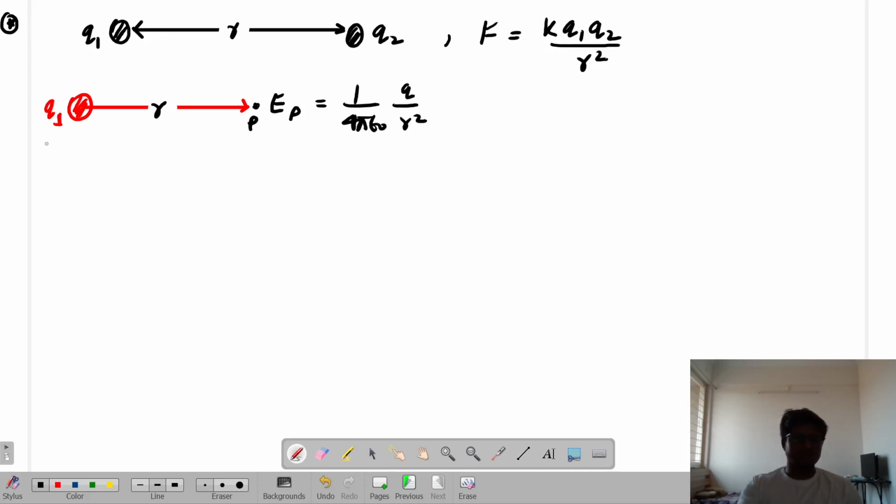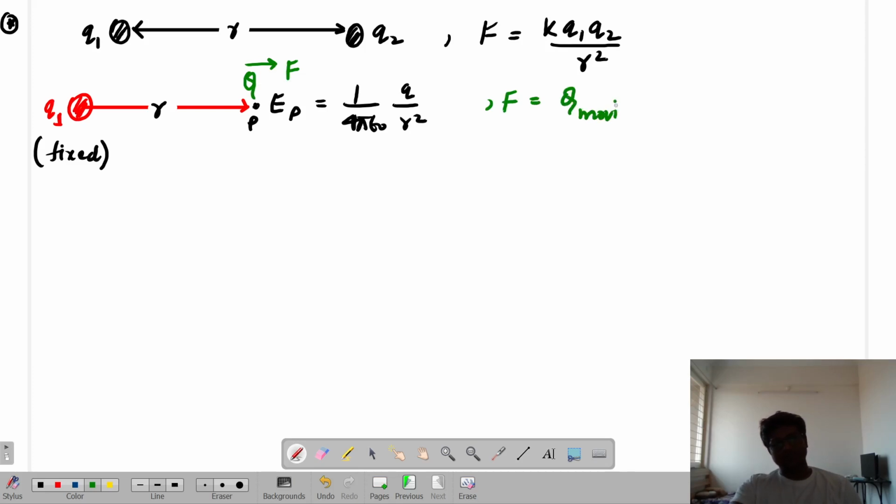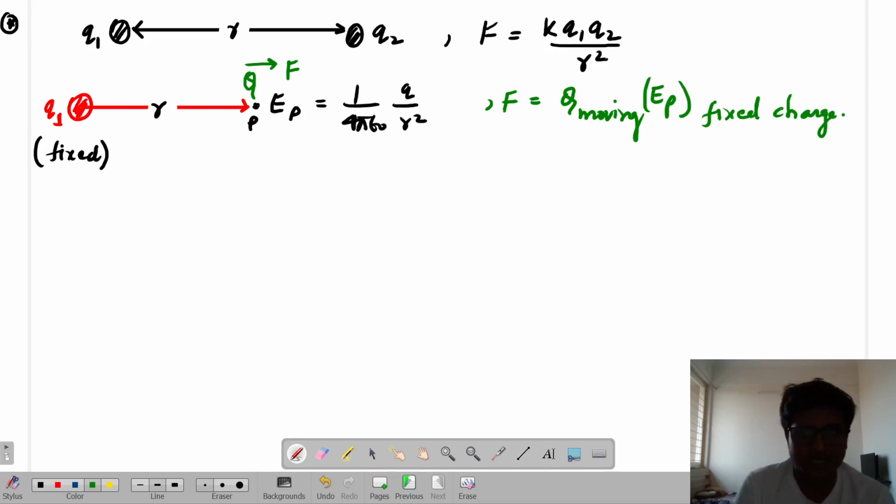And if this charge is fixed, remember this charge is fixed, and if another charge suddenly appears, then this other charge experiences some force, and that force is equal to the charge which is moving times the electric field at P for the fixed charge. Are you able to get me or not? So keep in mind in electrostatics there are two kinds of charges. One is moving and one is fixed charge. And based upon that the whole thing depends. Okay.